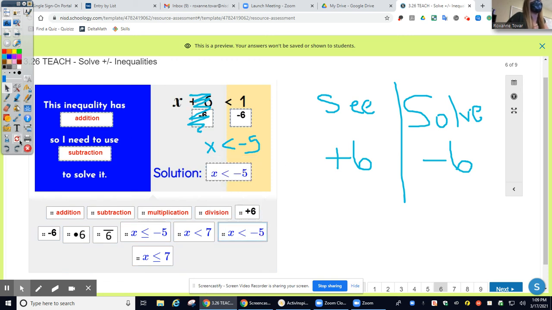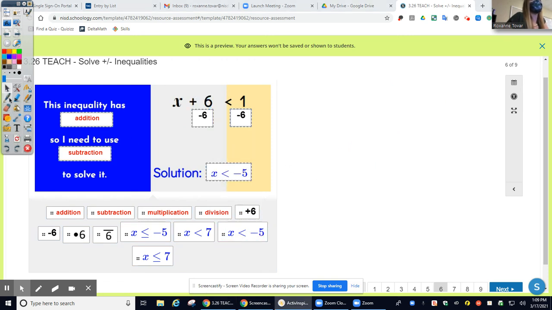Okay. Now, when we talk about shading it, again, this time, because there's no partial equal sign, you just want that open circle above the -5. And because it reads x is less than, it's also pointing left. You want to shade in a less than direction. And again, if you forget, the inequality helps tell you which way to shade.